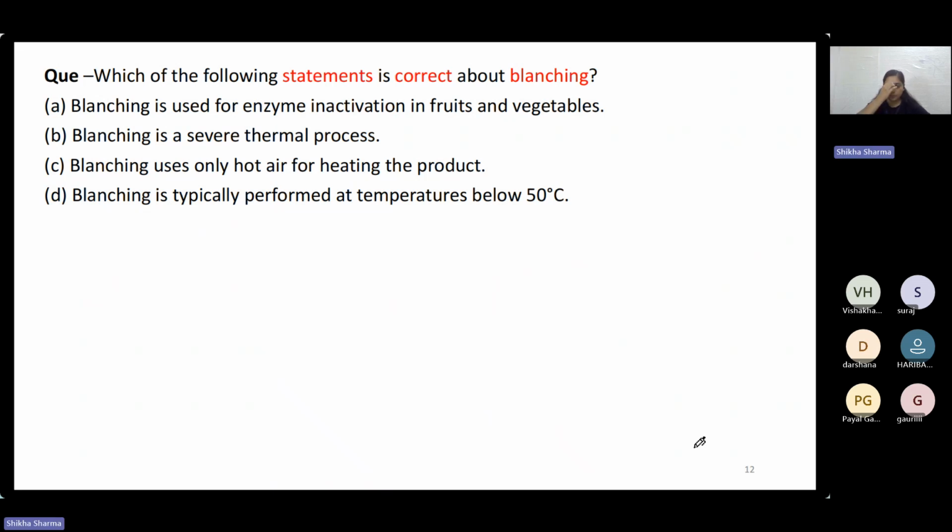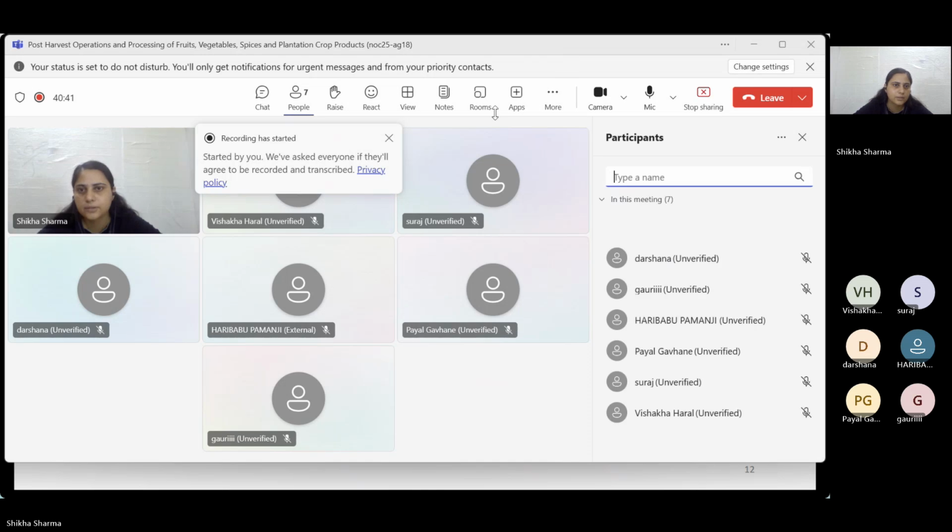Is the second question clear to everyone? Then we move to the question about blanching and other heat treatments. Is anyone saying anything? Any doubts?